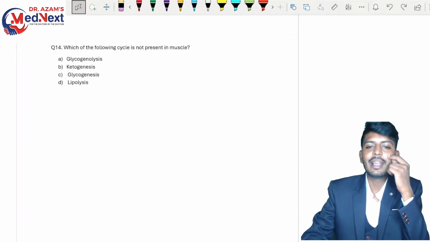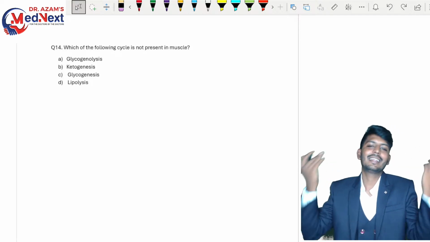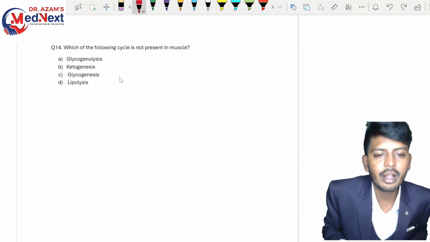Which of the following cycle is not present in the muscle? Okay, muscle के अंदर कौन सी नहीं होता है? ठीक है, देखते हैं. What are the options?